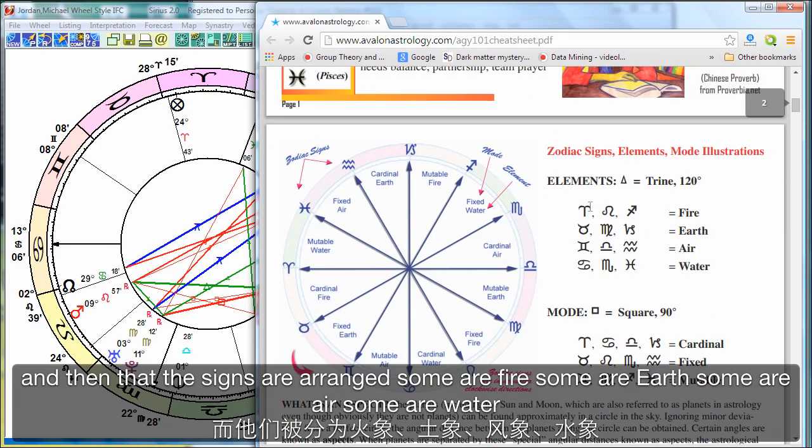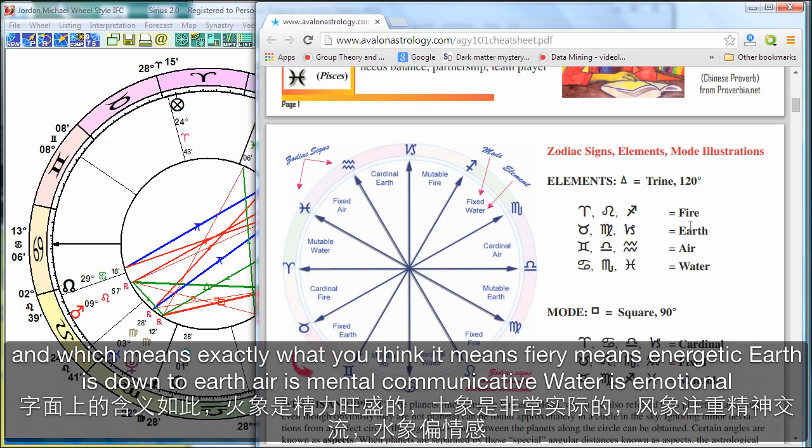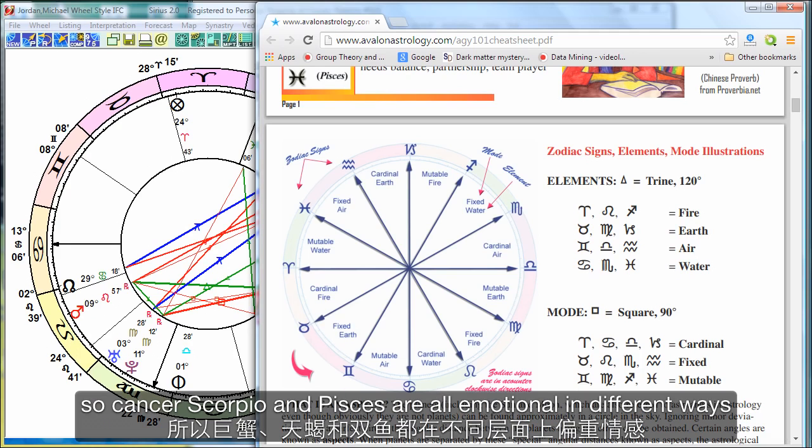And then the signs are arranged. Some are fire, some are earth, some are air, some are water. Which means exactly what you think it means. Fiery means energetic, earth is down to earth, air is mental, communicative, water is emotional. So Cancer, Scorpio, and Pisces are all emotional in different ways.